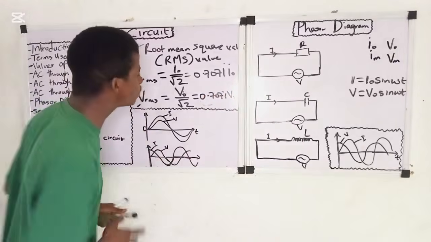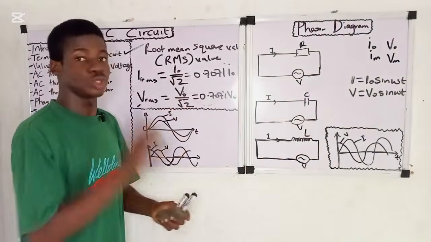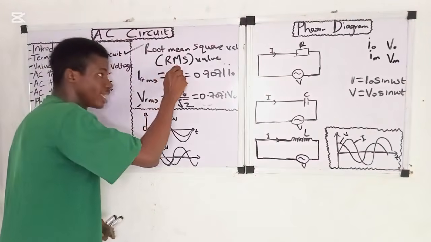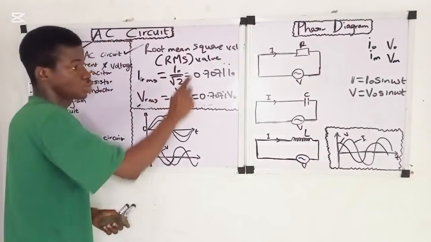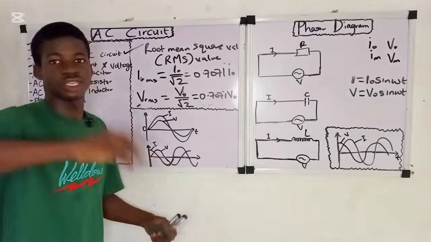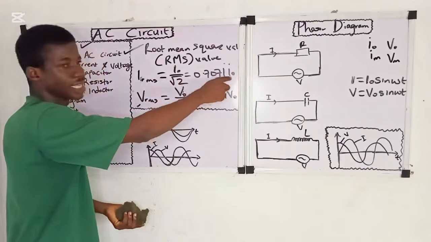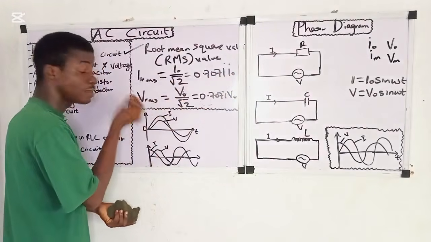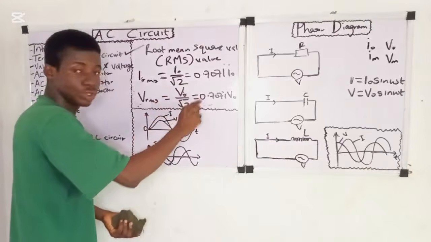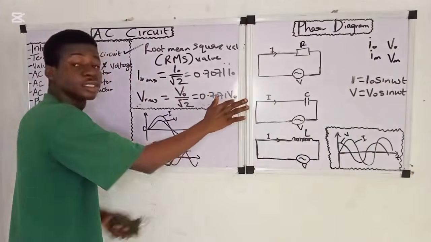So just take note that you can use this. The root mean square value of the current is equal to the peak current divided by root 2, or you can say it is equal to 0.7071 times the peak current. Then the root mean square value of the voltage is equal to the peak voltage divided by root 2, or you can say 0.7071 times the peak voltage.